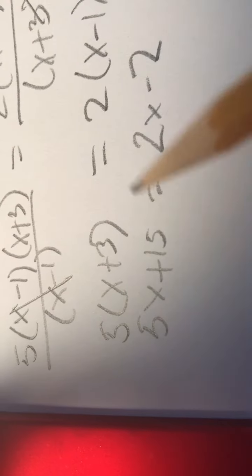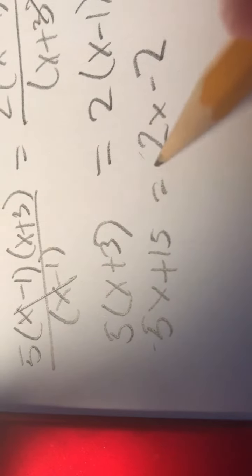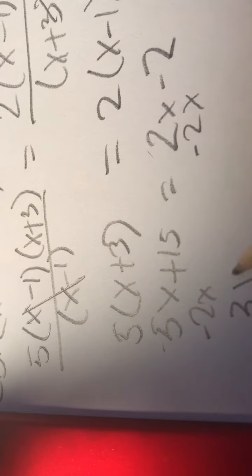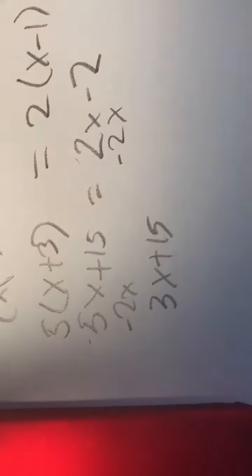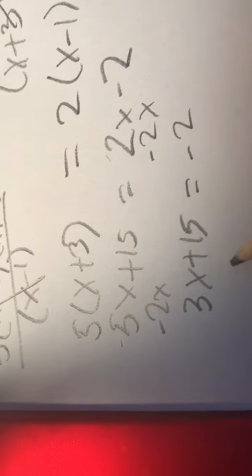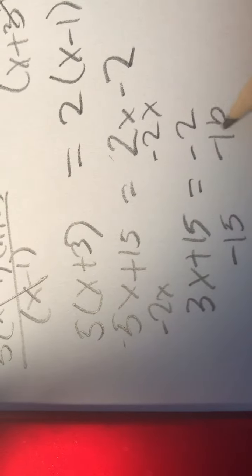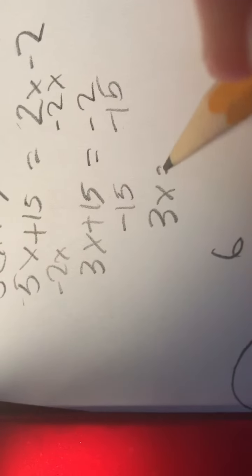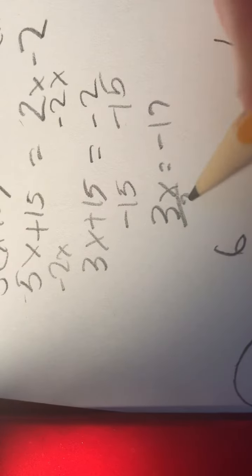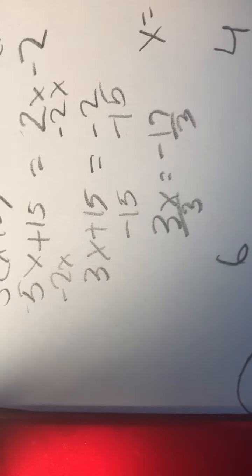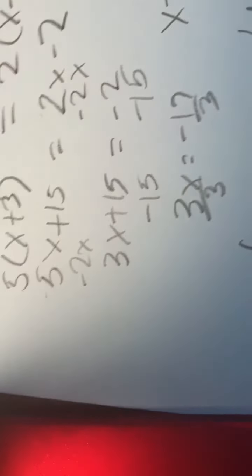Now, from here, let's pick on the little guy. In this case, 2x is smaller, so subtract 2x on both sides. And I get 3x plus 15 equals, in this case, -2. Okay. Now I subtract 15 on both sides, and I end up with 3x equaling -17, divided by 3. X equals -17 thirds. Okay.